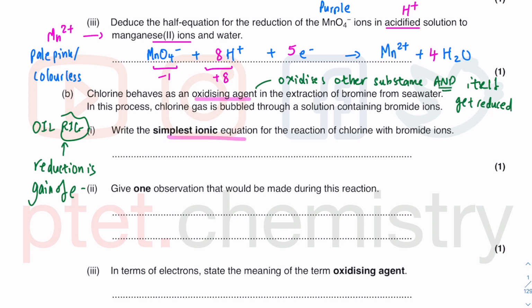Write the simplest ionic equation, which is year 9 or year 10 IGCSE A Level chemistry content.